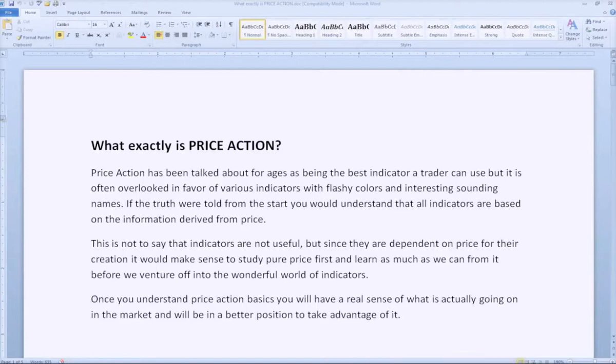Okay. So what we now need is a basic definition of price action.